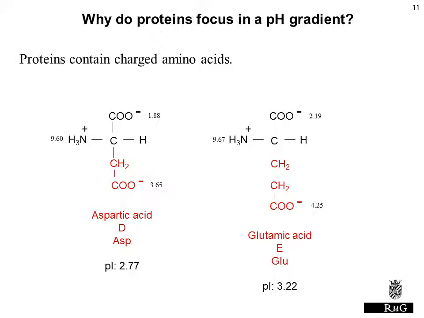The second acidic amino acid is glutamic acid. It's very similar to aspartic acid, just has one more CH2 group. This affects slightly the pK values of the carboxylic acid groups. It's slightly less acidic than aspartic acid, with a pI of 3.22.